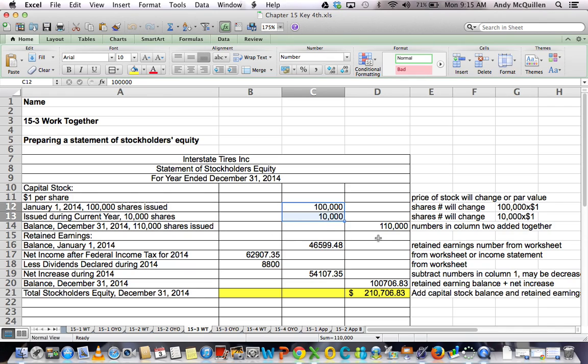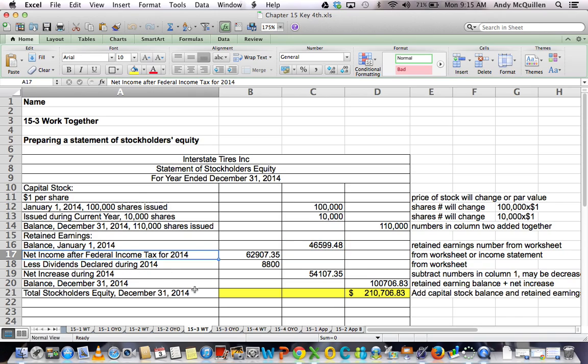The next line is retained earnings. No number associated with that. Underneath that is balance January 1st, 2014. That number comes from the worksheet, and it's the retained earnings number on the worksheet for Interstate Tires. And that is going to go in column 2, $46,599.48.